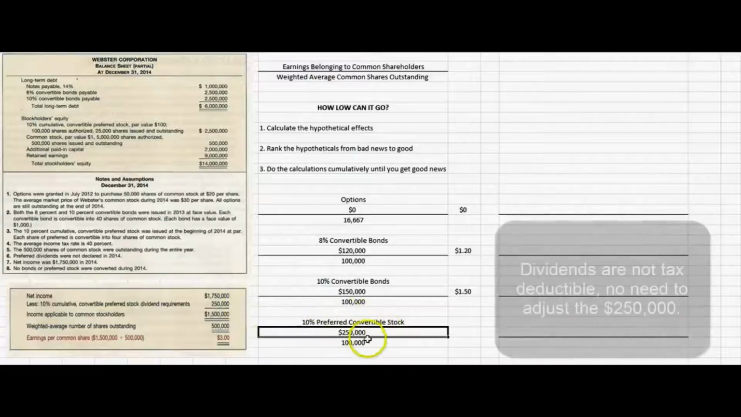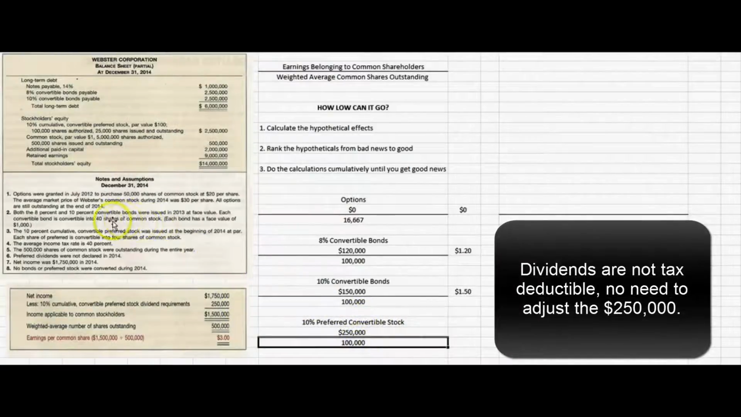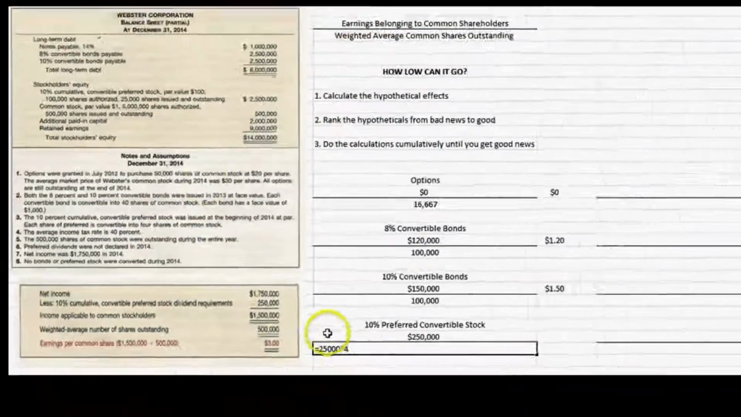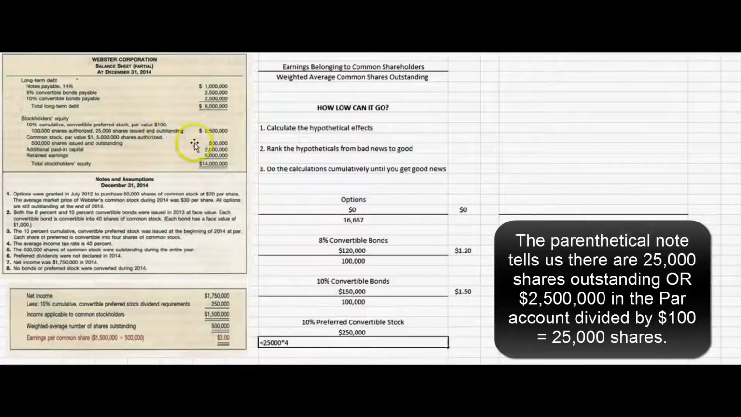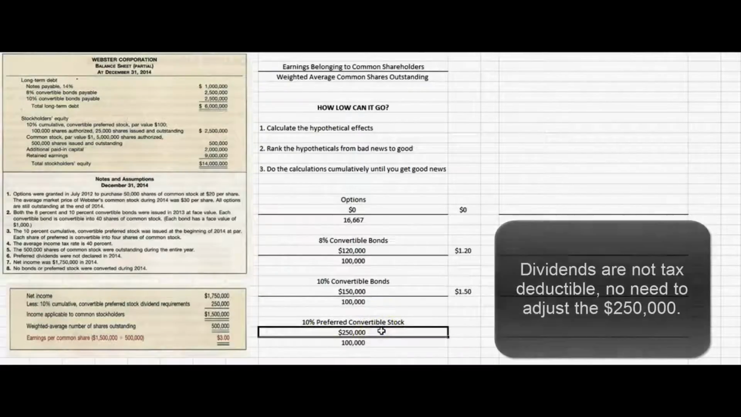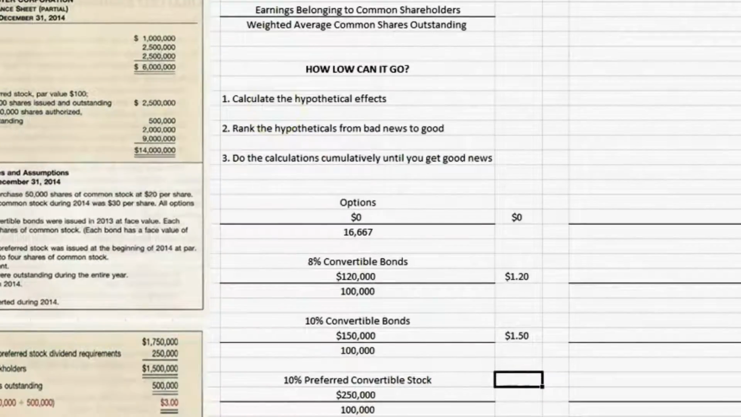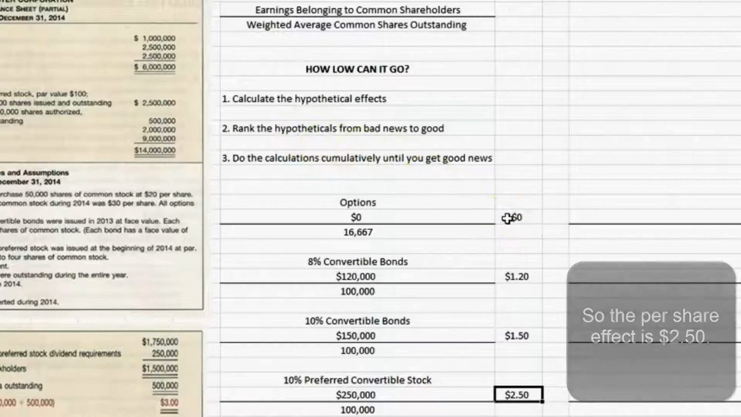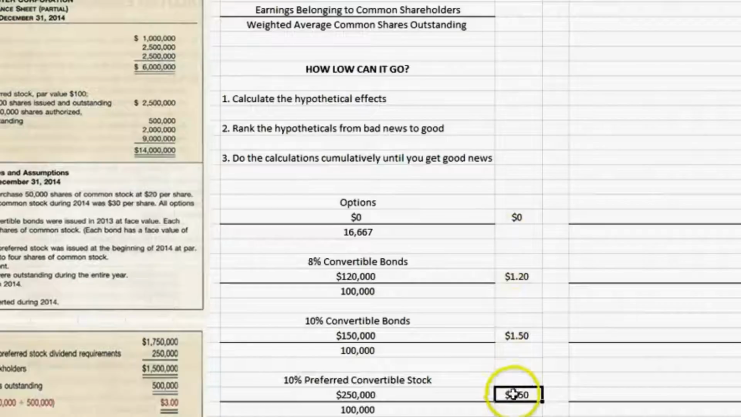So we get to add that back to the numerator, and it tells us that the 10% convertible preferred stock can be converted into 4 shares of common stock. So in other words, since the par value is 100, that means there must be 25,000 of those shares outstanding. Each of them can be converted into 4 shares of common stock. So we end up with $250,000 added to the numerator and 100,000 shares added to the denominator. So that is $2.50. So this is ranked from bad news to better news.